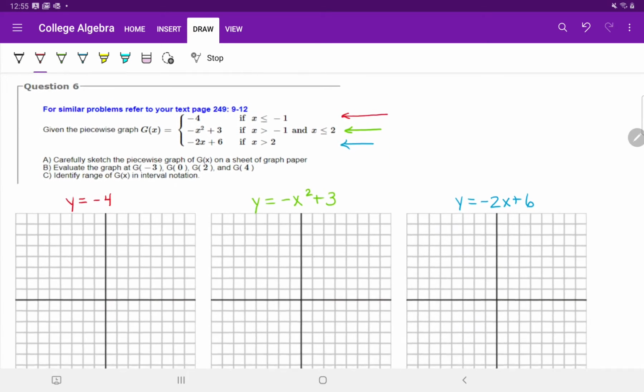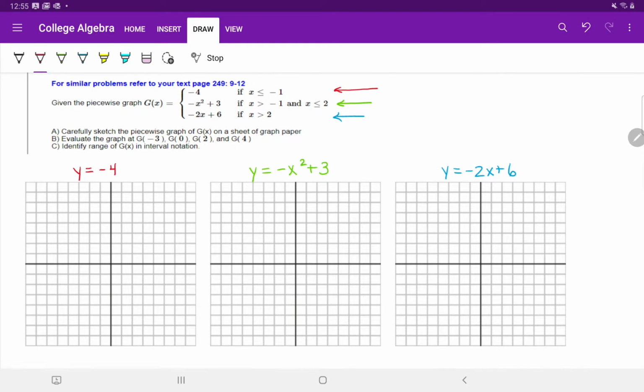Let's start with y equals -4. That is going to be a horizontal line that goes through the point y equals -4. So -4 on the y-axis is here. This line will have a slope of 0, so it'll just be a horizontal line going left to right through that point. So that's what this function looks like.